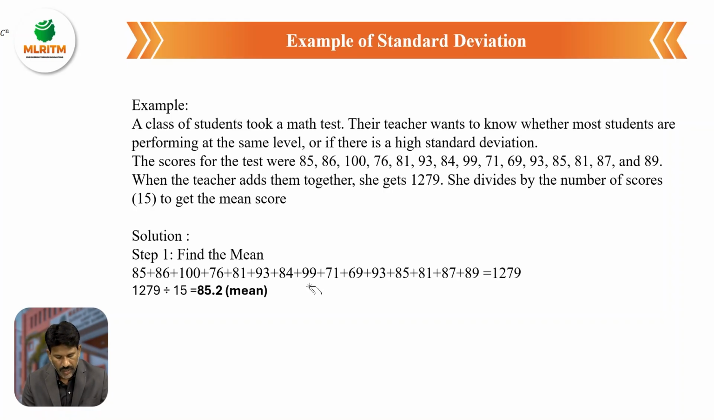First you have to find the mean. You have to apply the formula: sum of the observations divided by the total number of observations. Like 85, 86, 100, like that you have to perform the sum. Then the sum you will get is 1279 divided by 15. So you'll get 85.2 as the mean. Once you get the mean, then you have to perform step 2.